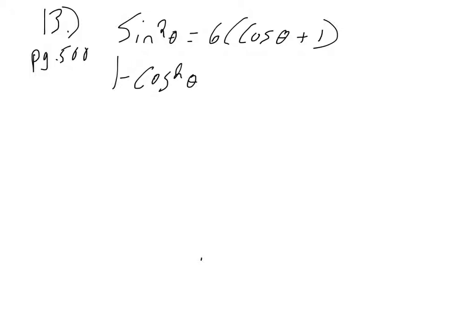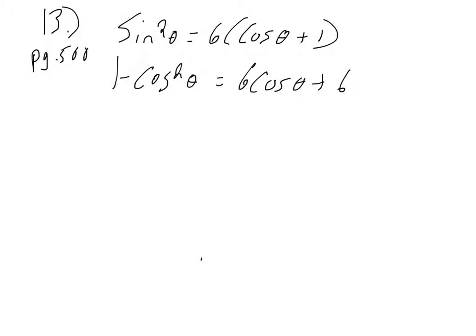For 13, we're trying to solve the equation sine squared theta is equal to 6 times cosine theta plus 1. All right, and so in this section here, we've been using trig identities to solve these. So what we can do is sine squared theta, I'd probably use a trig identity for that one. Write that as 1 minus cosine squared theta.